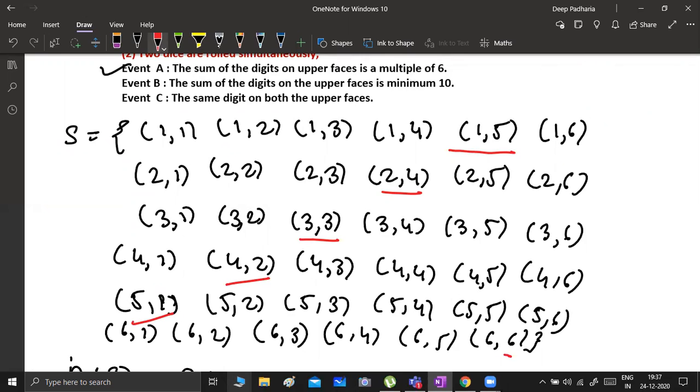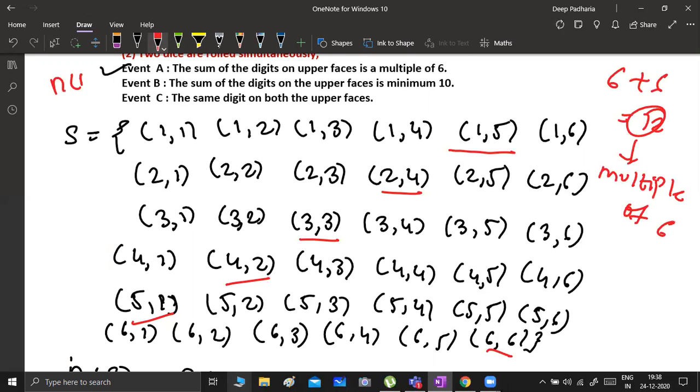It would be 6,6, because the sum of 6,6 is 6 plus 6, that is 12, which is a multiple of 6. So what will be n of A? Just count and tell me. n of A comes to 1, 2, 3, 4, 5, 6. So your n of A would be 6. So you can just write it down. My n of A is 6. I hope the ideas are clear to you.